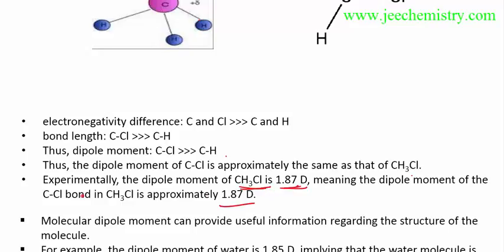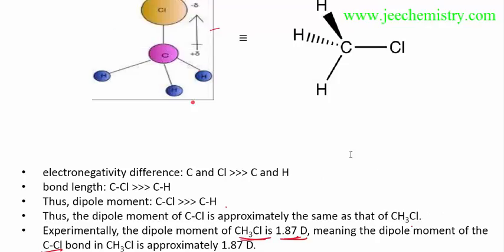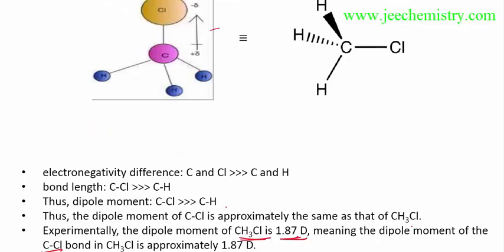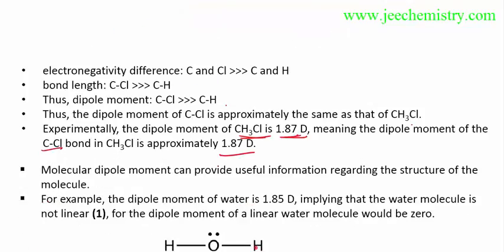That's why the dipole moment of the C-Cl bond in CH3Cl is 1.87. The molecular dipole moment is considered as the bond dipole moment. That's why if experimentally we are getting the CH3Cl dipole moment as 1.87, then the C-Cl bond dipole moment will be 1.87.